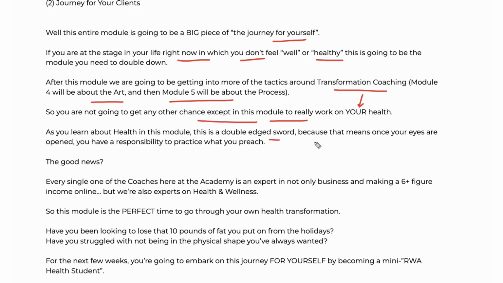So as you learn about health inside of this module, it is going to be a double-edged sword for you, because that means that once your eyes are opened to the 6 W's of health, and within the pillars of the 6 W's of health, it means that you now have a responsibility to practice what it is that you preach, okay?